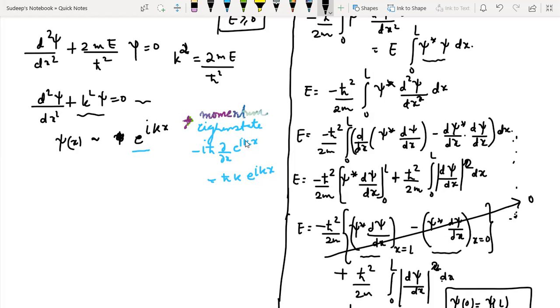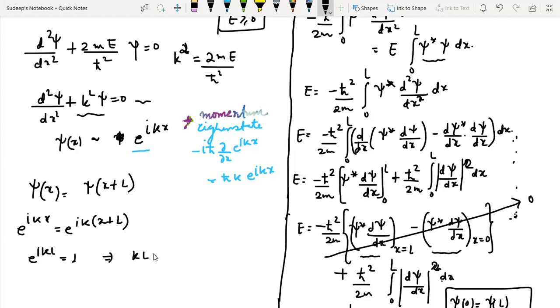And also we know that from the periodic condition, psi x must be equal to psi of x plus L. And if psi of x is equal to psi of x plus L, it implies what? e to the power iota kx must be equal to e to the power iota k of x plus L, which requires that e to the power iota kL must be equal to 1, and which requires that kL must be 2n pi. Or simply k as a function of the quantum number n will be 2n pi upon L. Here n belongs to the set of integers.